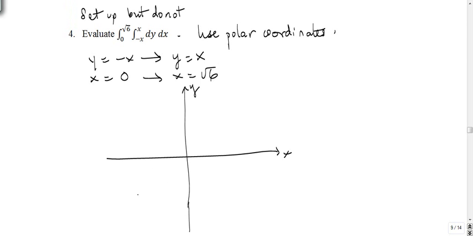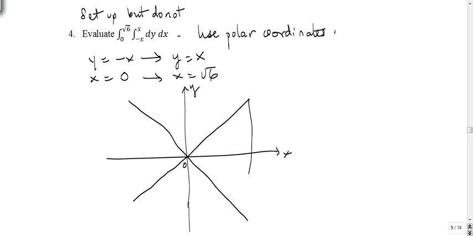We want to draw y equals x. Let's put this in here. And y equals negative x. Okay? This is our 0. And we want to put in the line x equals square root 6. So let's just say that this line here is x equals square root 6.